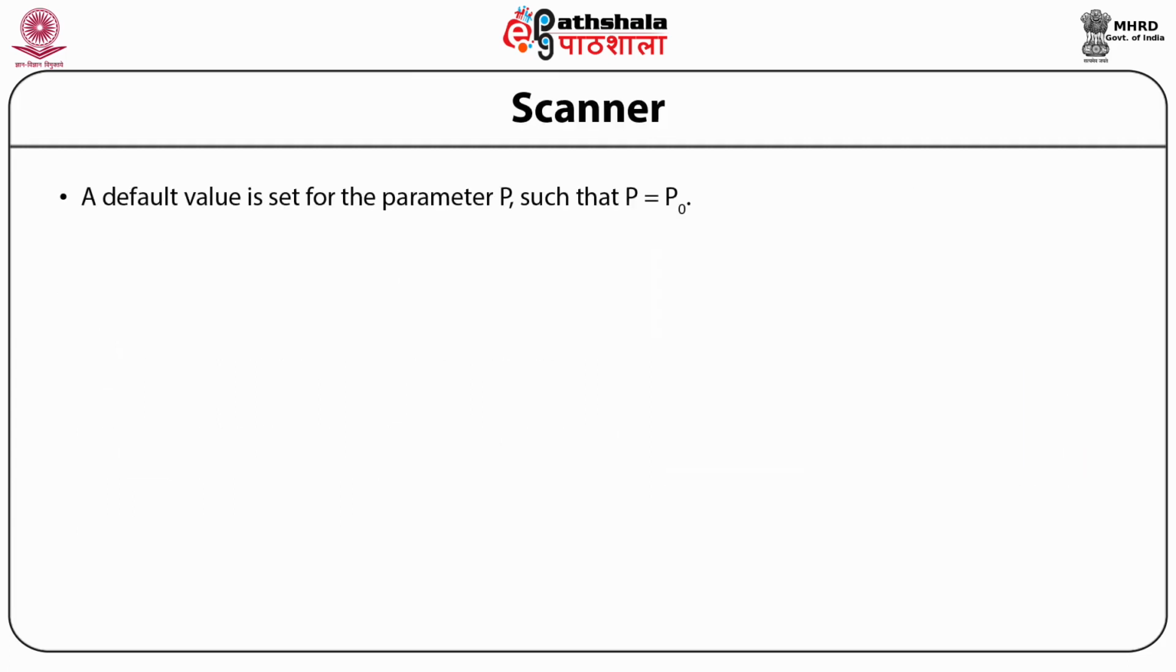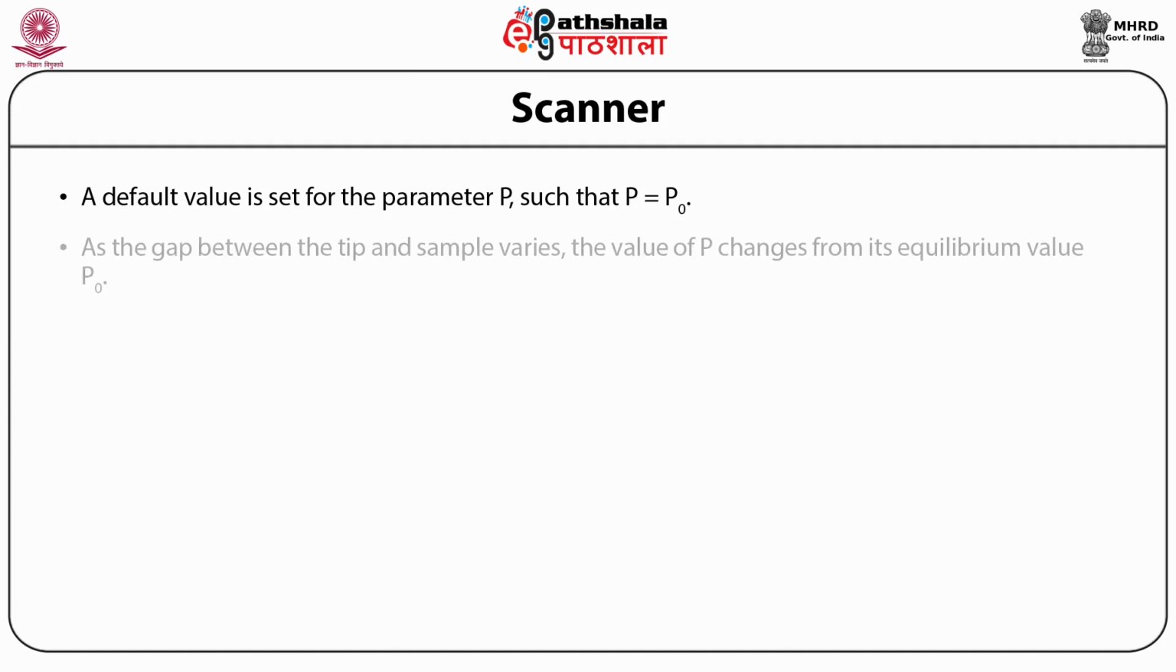A default value is set for the parameter P such that P is equal to P0. The feedback system then maintains this value of P. As the gap between the tip and the sample varies, the value of P changes from its equilibrium value P0. The change in P, or delta P, is fed to the feedback system, which then amplifies it and feeds a piezo transducer, that is PT.